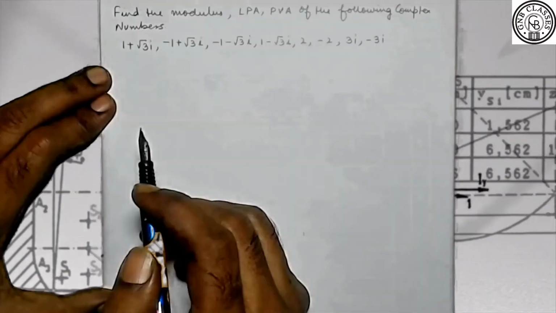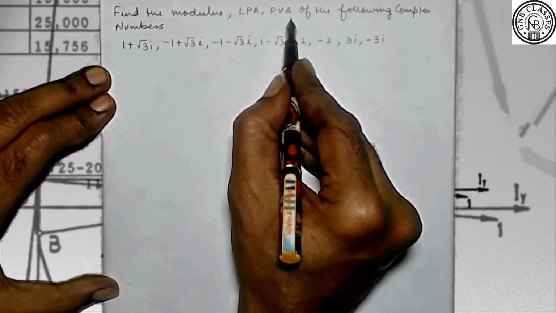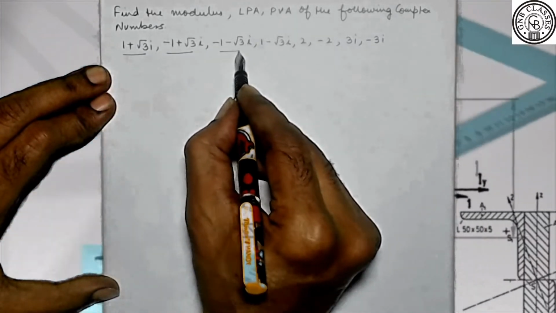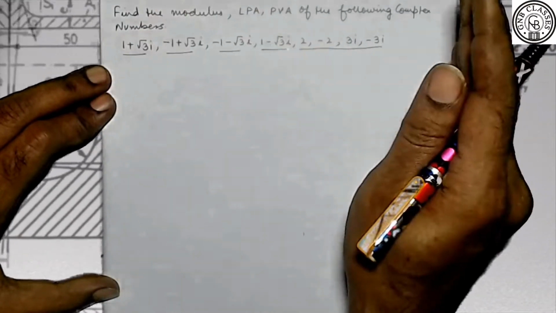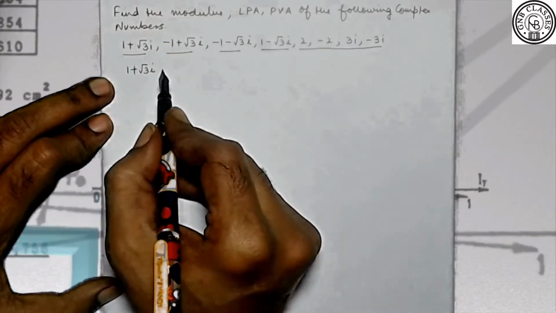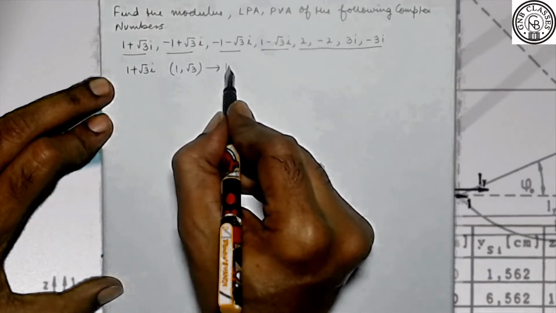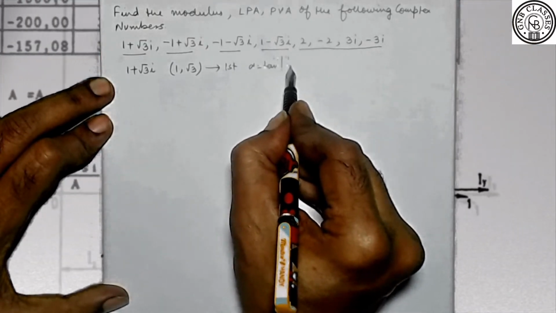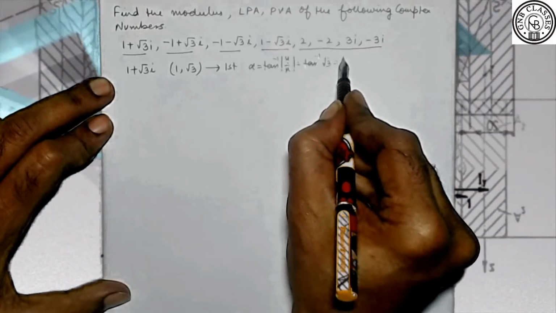Now, let us find out the modulus, least positive argument, and principal value argument of the following complex numbers. We will first consider the first 4 complex numbers, then I will treat the last 4 complex numbers separately. For the complex number 1 plus root 3 iota, here x is 1 and y is root 3. It means it is falling in the first quadrant. And here alpha is tan inverse mod y by x, which gives us tan inverse root 3, which is pi by 3.